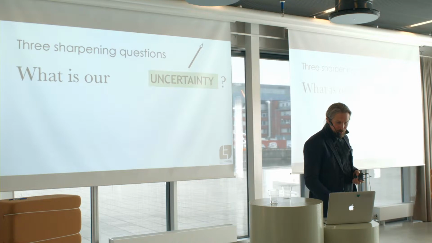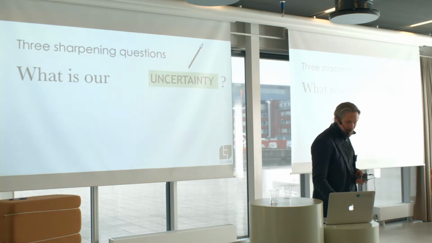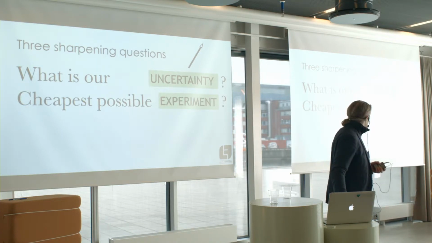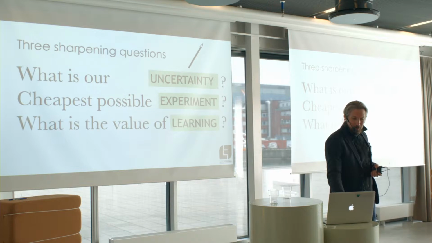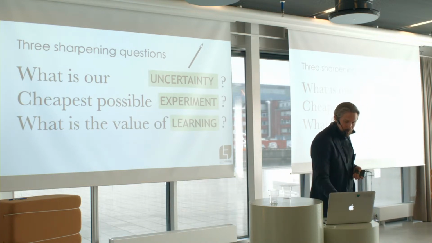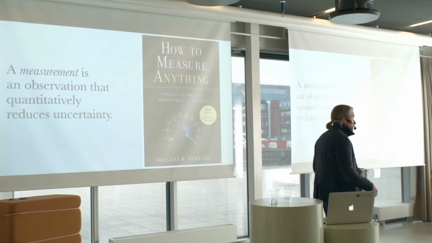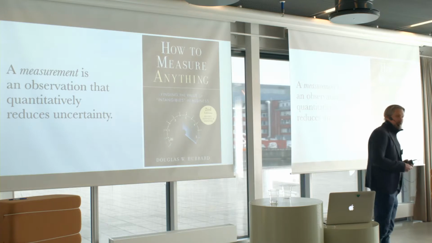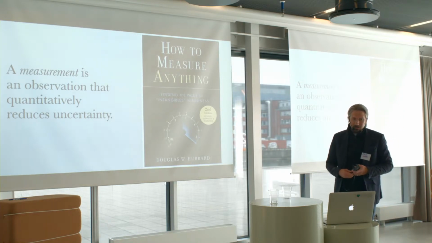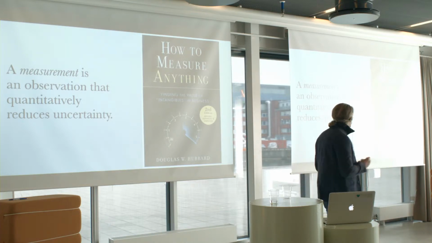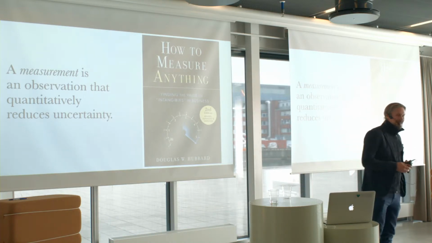So that leads us to three questions we need to ask ourselves when we do our prototype. First of all, what is our uncertainty? How do we find as cheap an experiment as possible? And what is the value of the learning that we get back? So let's start with the first one. Uncertainty and measuring. This is a good quote from a good book, How to Measure Anything: a measurement is an observation that quantitatively reduces uncertainty.